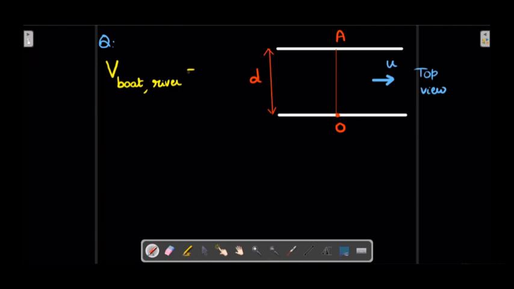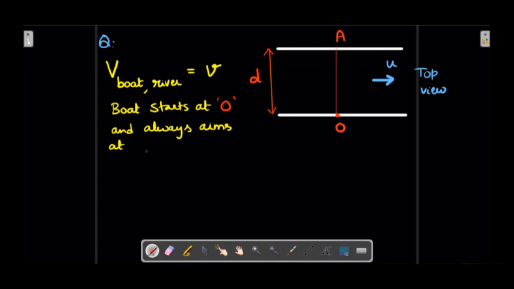The value of that is given as v itself. Let me write a small v, so it doesn't get mixed up. So the boat or the person who is going across the stream can go at a speed of v with respect to the river. Boat starts at O. The information is given like this. Boat starts at O and always aims at A.